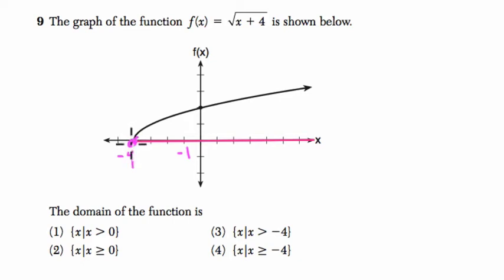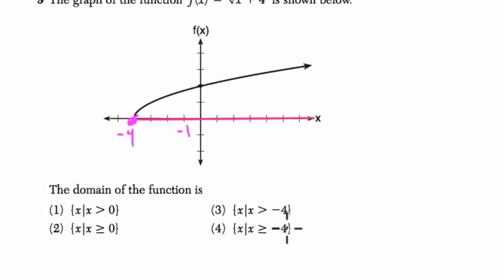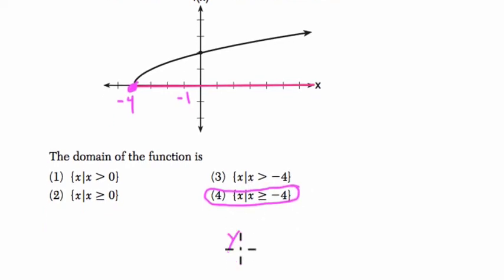The lowest x value is negative 4, and then it seems to go on forever in the positive direction, which is what choice 4 says. X is anything, x is any number, because it says x such that. That vertical line means such that. X is anything greater than or equal to negative 4.